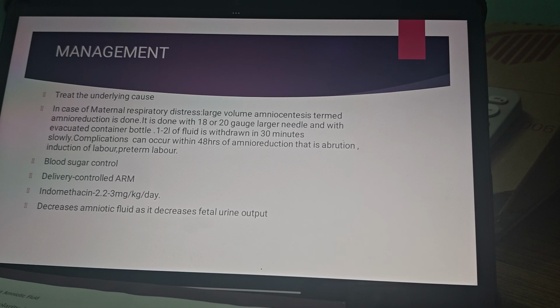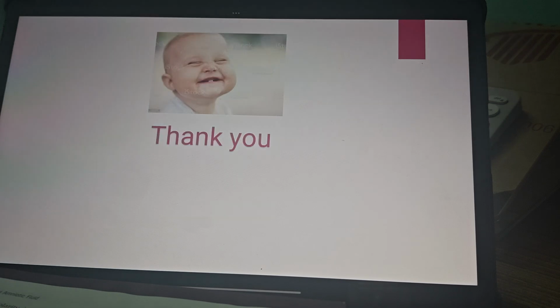Indomethacin, which is a drug that reduces amniotic fluid synthesis, can be given in a dose of 2.2 to 3 milligrams per kg per day. It decreases amniotic fluid, as it results in decreased urine output. So it will decrease the urine output of the baby and in turn decrease the amniotic fluid.